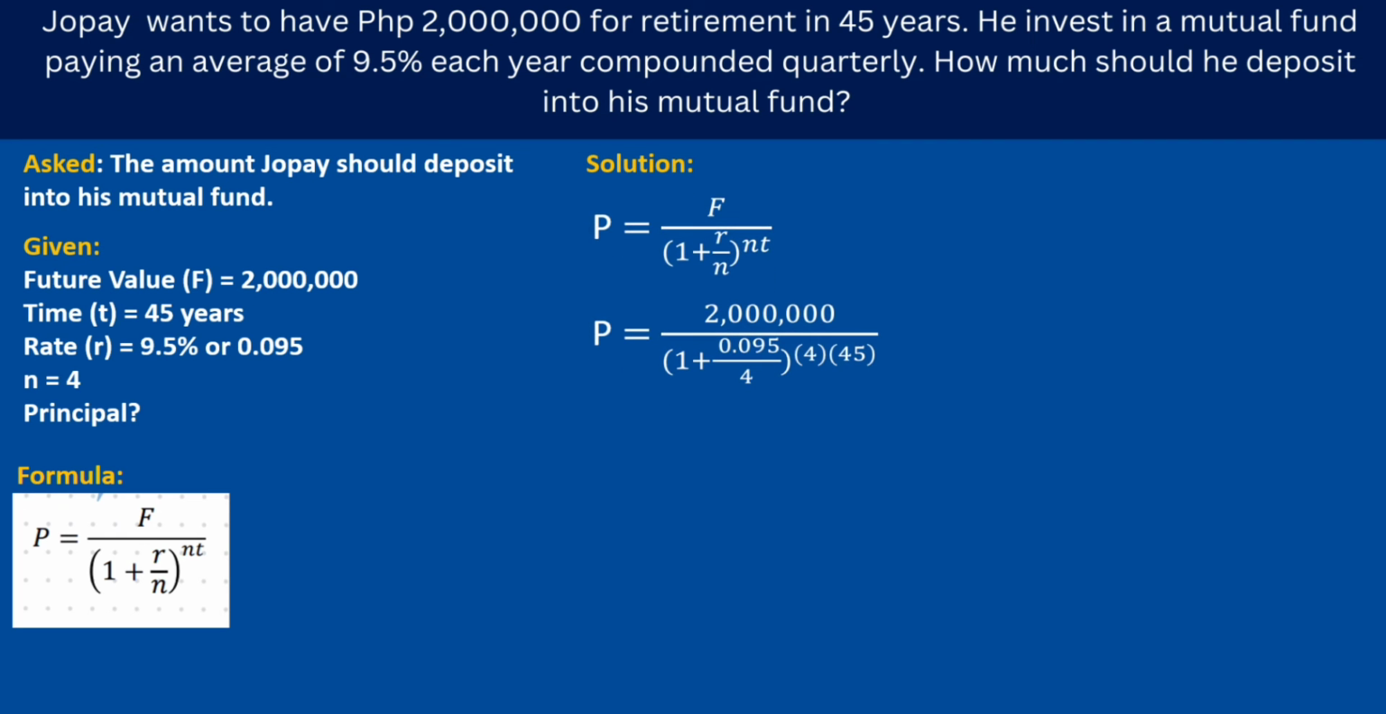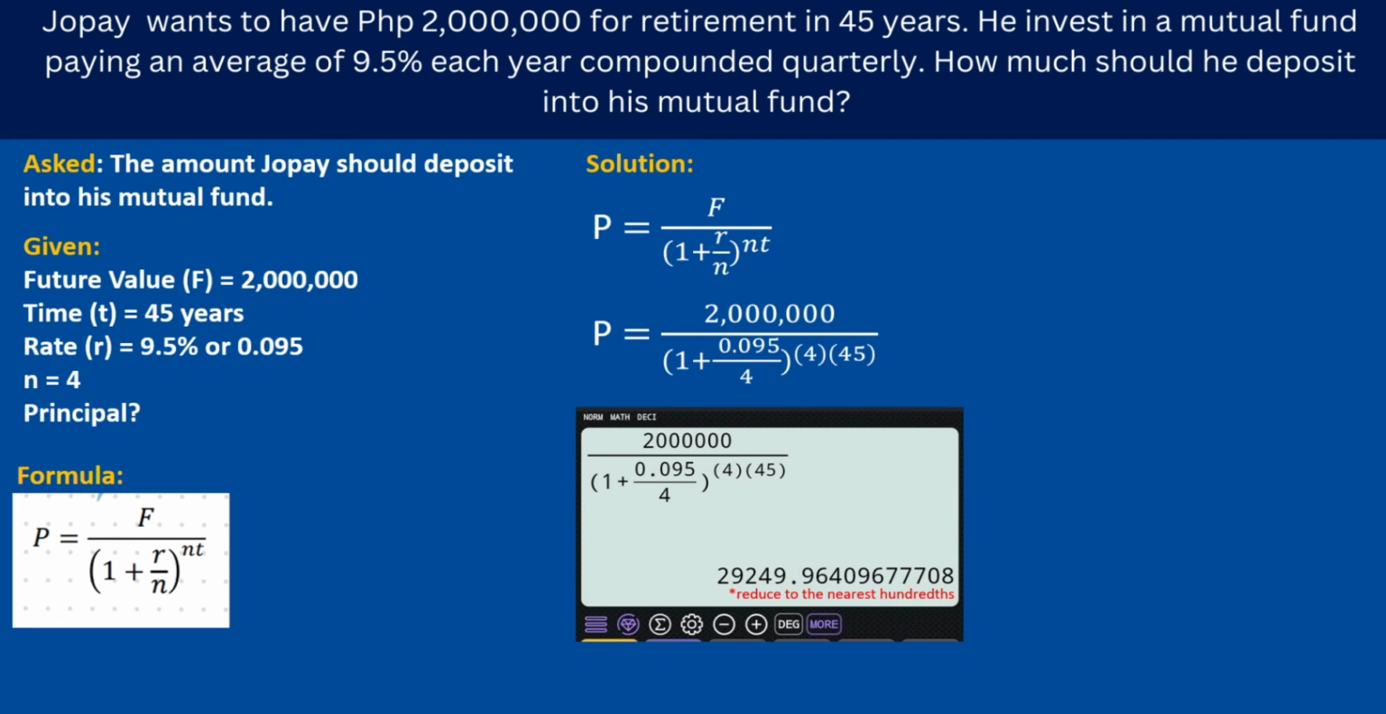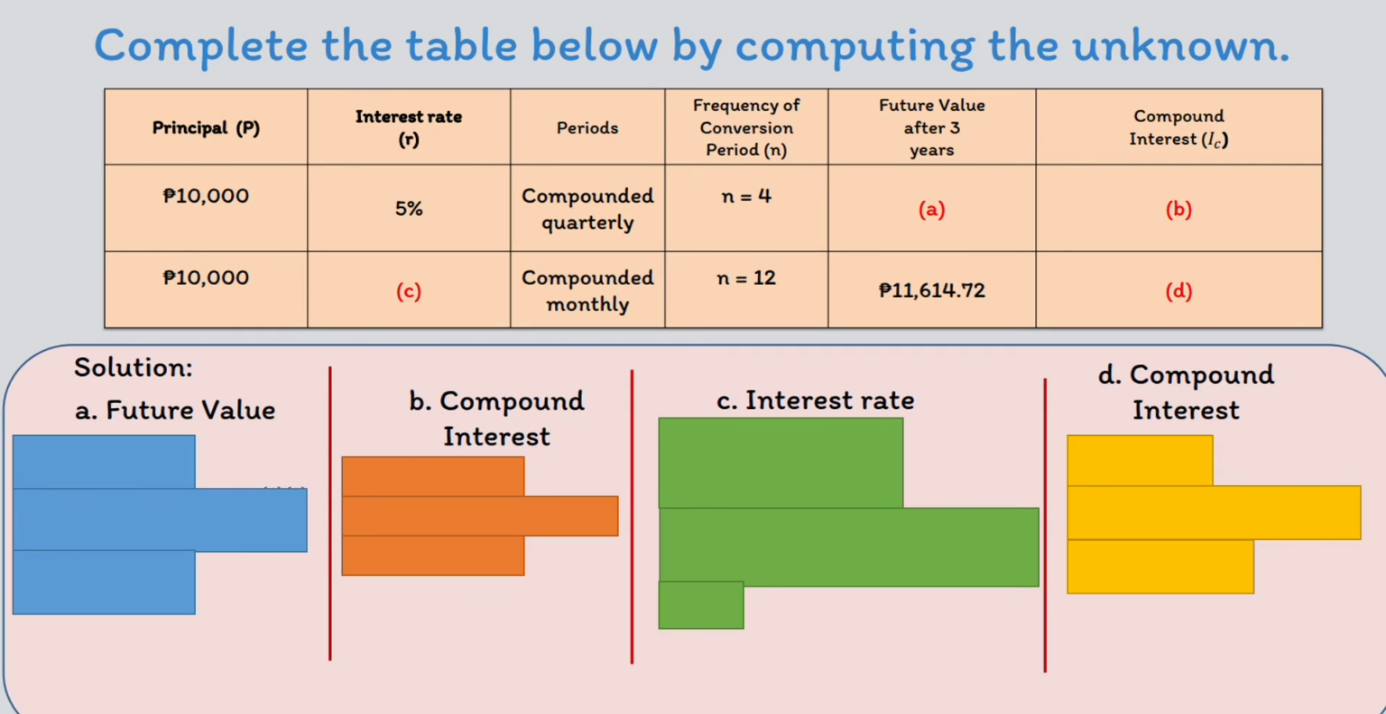We can substitute these values to the formula in our scientific calculators to accurately and conveniently solve for the principal. After substituting these values, we get this answer, and we must round it to the nearest hundredths. And the principal is 29,249.96 pesos.